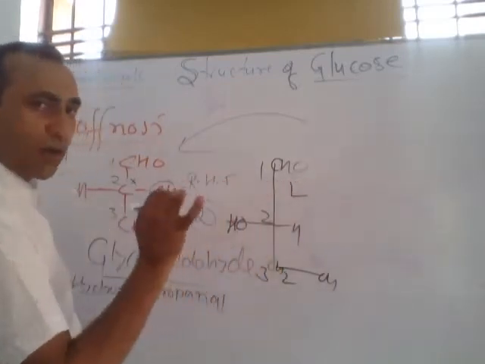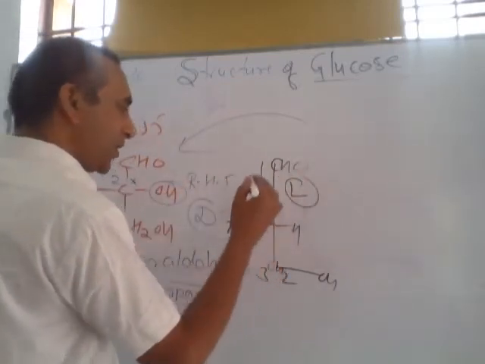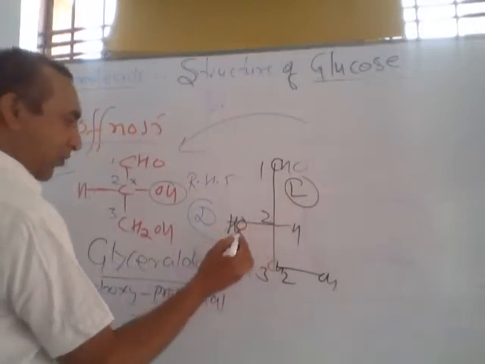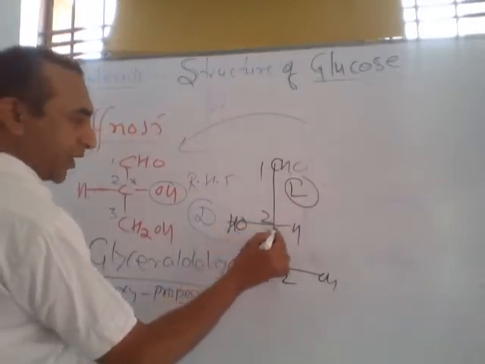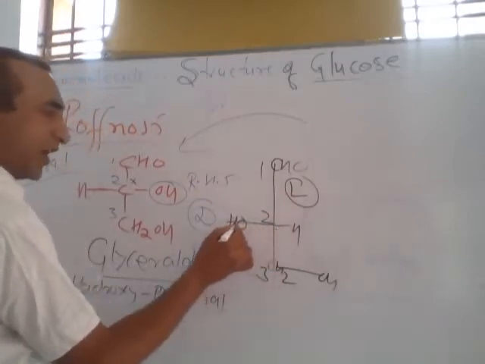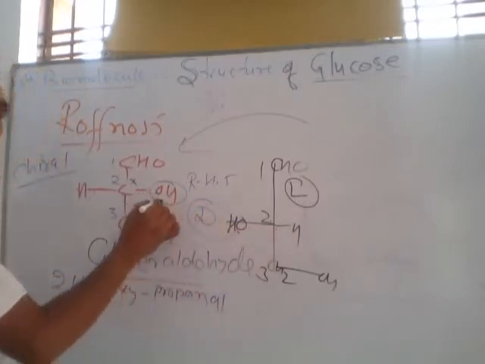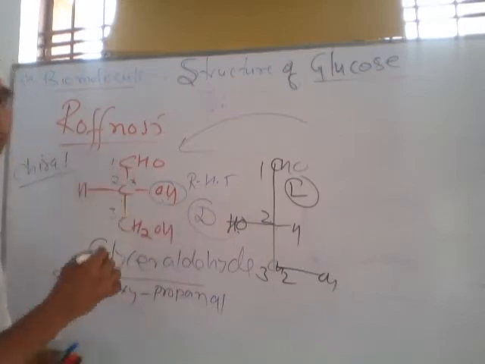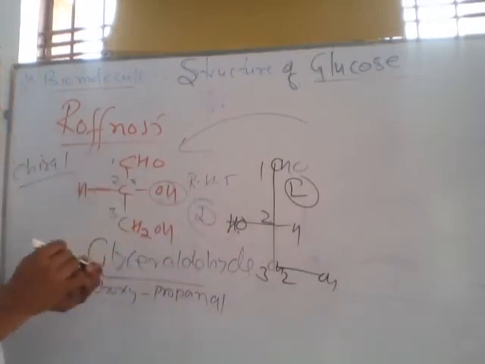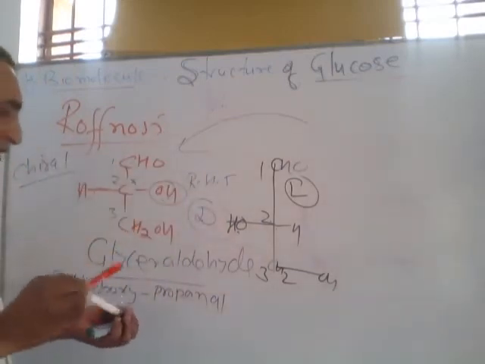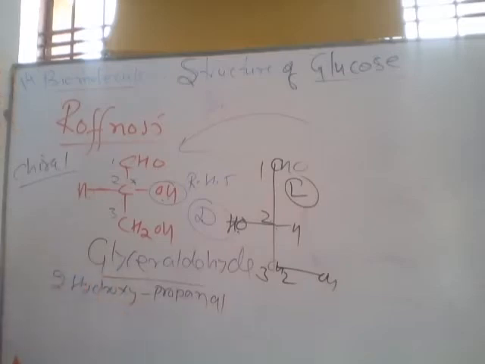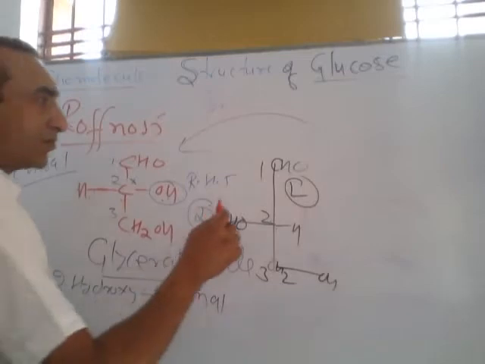There is no full form of L and D. L means the orientation of the OH group on the second carbon atom is on the left hand side, and D means the orientation of OH on the second carbon is on the right hand side. So these are two standard compounds, and you can match the configuration of glucose, fructose and galactose according to these.